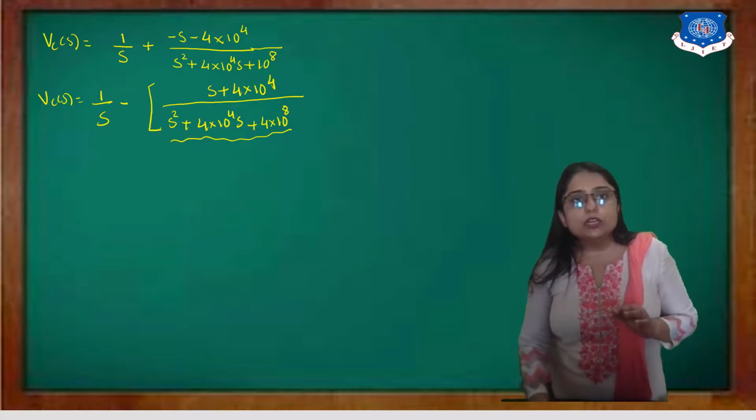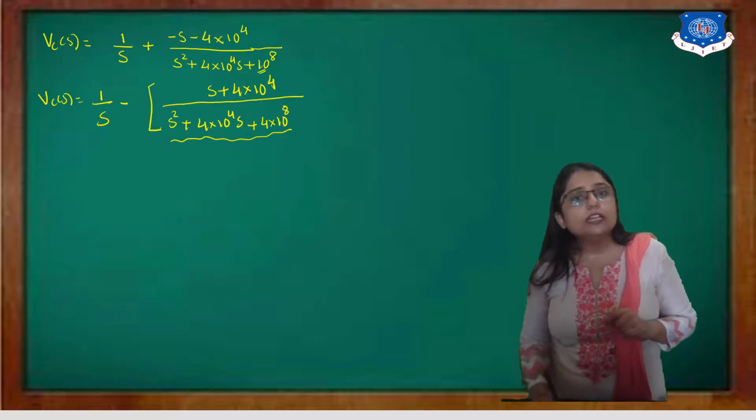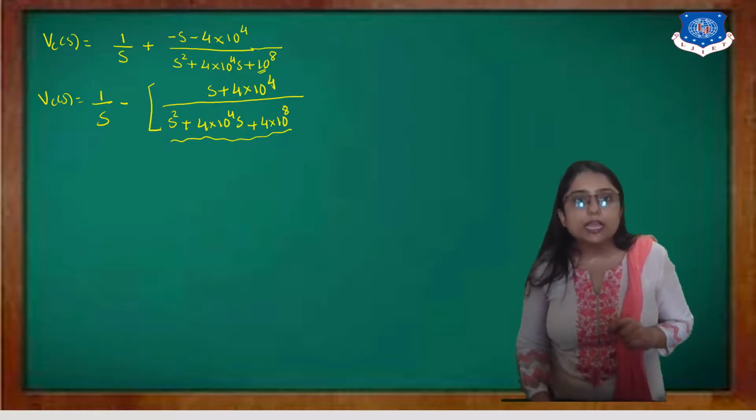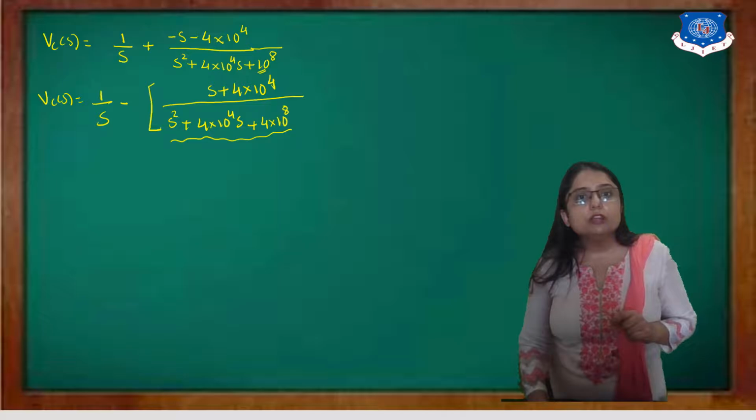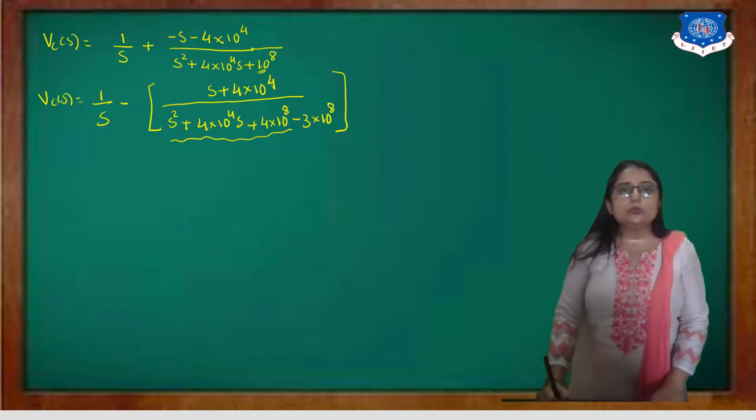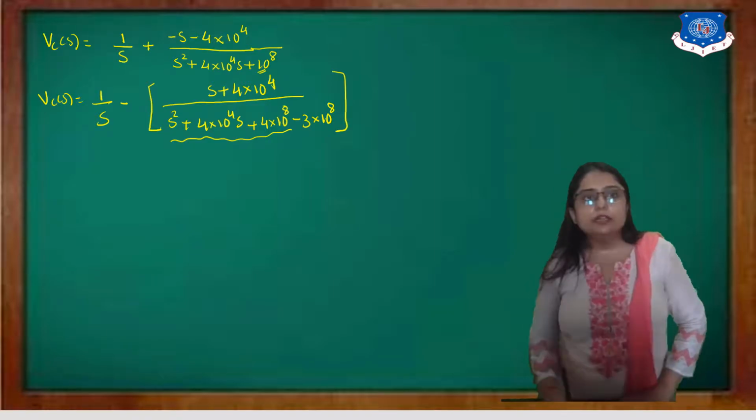But actually what I have is only 10 raised to 8, but instead of that I have written 4 into 10 raised to 8. So to compensate for that, what do I have to use? Minus 3 into 10 raised to power 8.